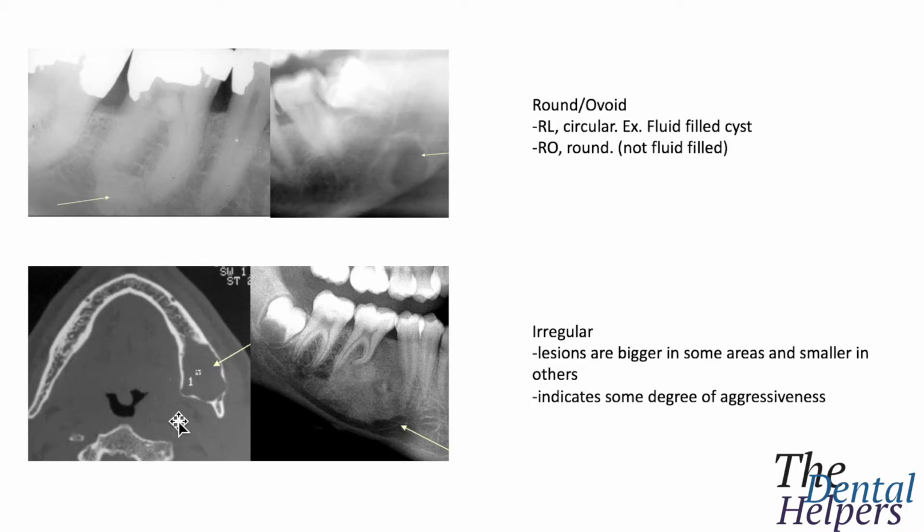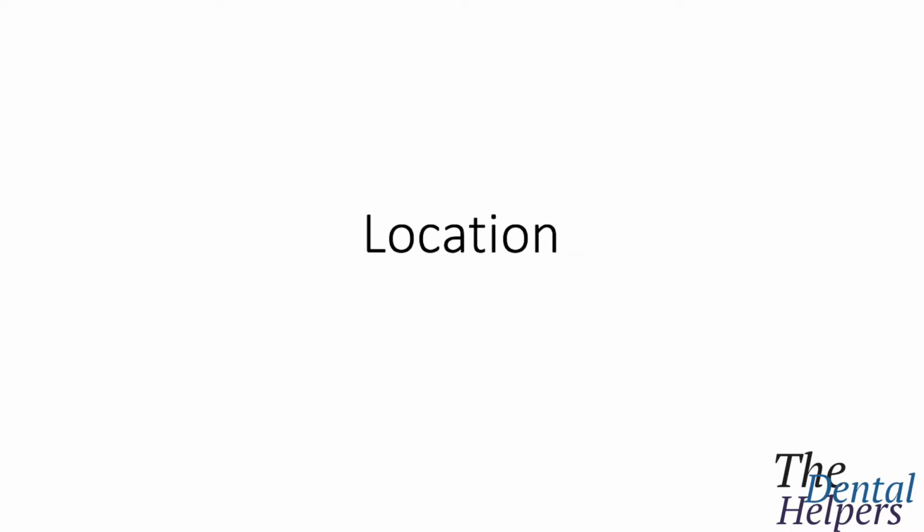Now we can have irregular lesions like this one right here, and this guy right here. These are going to be basically lesions that in some areas have a larger diameter, and in other areas have smaller diameters. It's going to basically mean that there is some level of aggressiveness, and that's really it in terms of an irregular shaped lesion. Location.